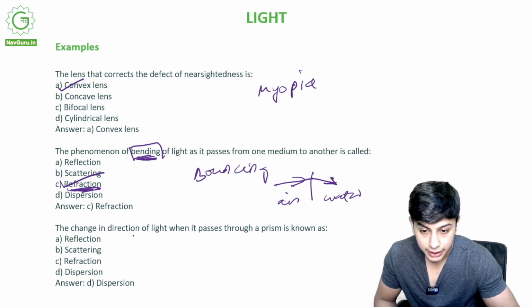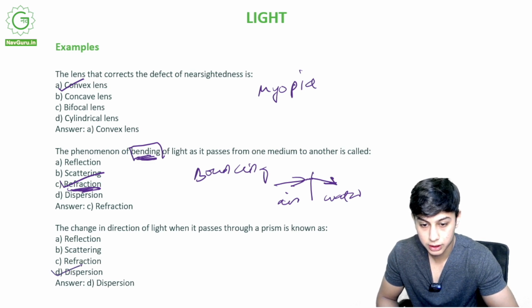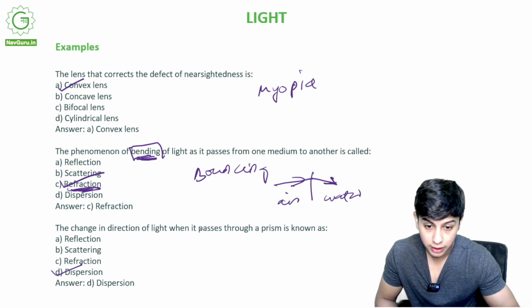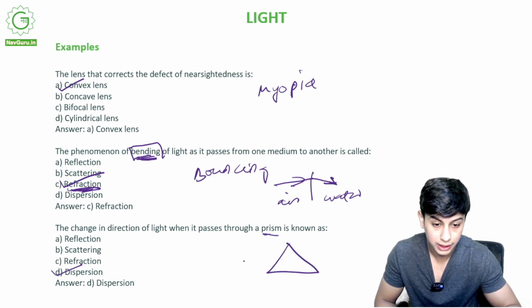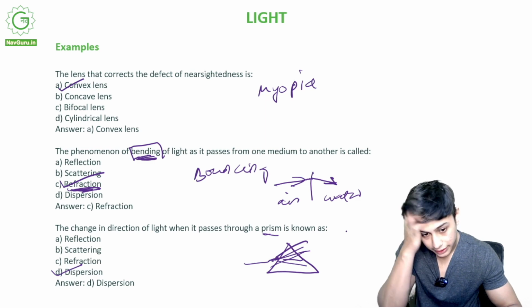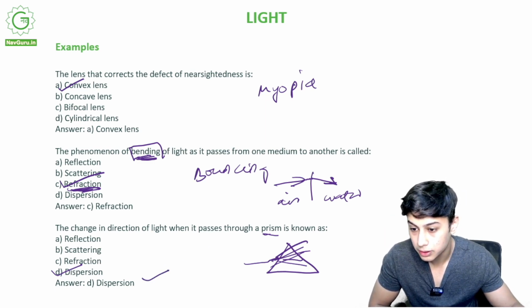The change in direction of light when it passes through a prism is known as dispersion. Not refraction. It is refraction, but when it is done through a prism like this, it diverges into 7 colors, that is dispersion. Always remember.